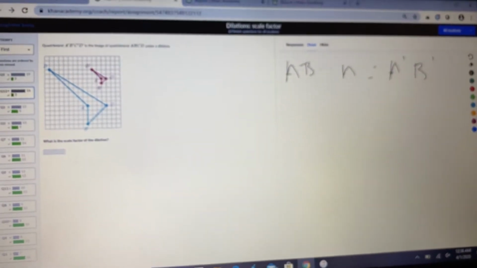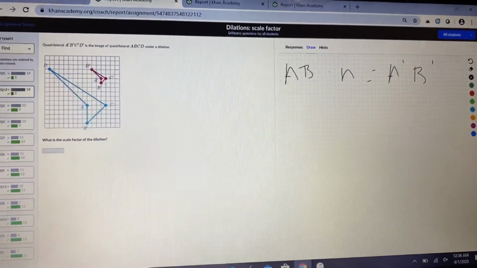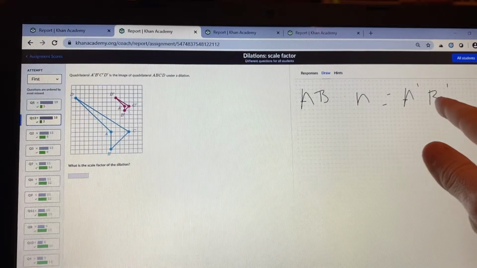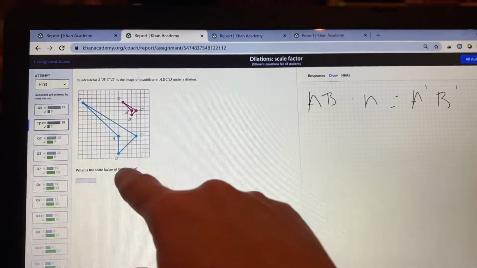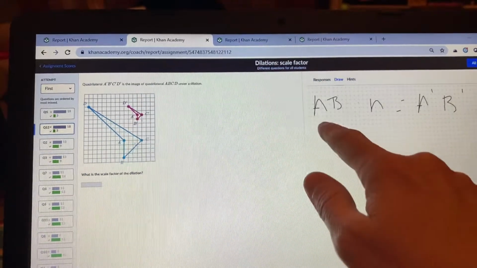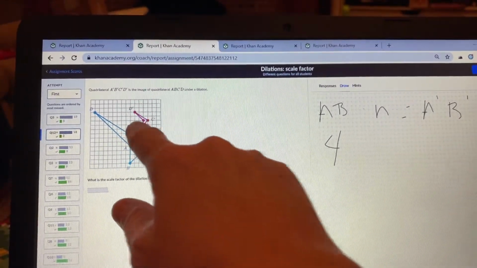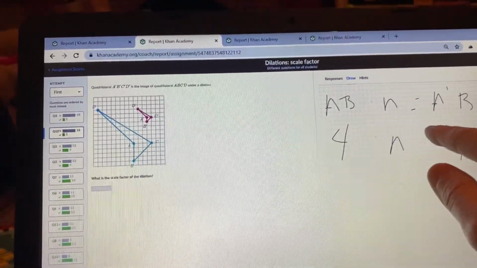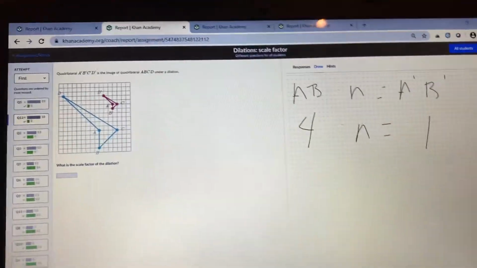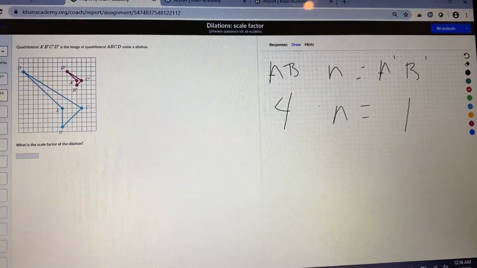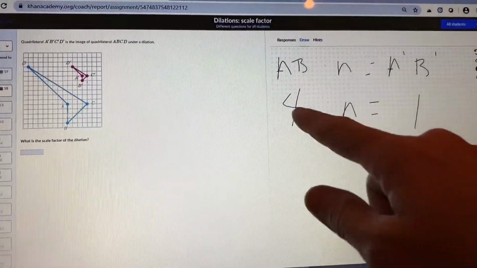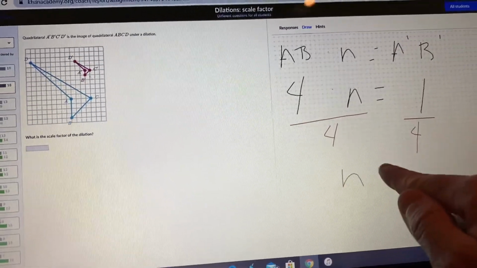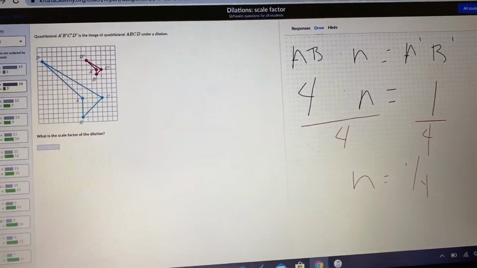Another commonly missed question, let's let this get back in focus. Again, I've written in that AB, your pre-image, times the scale factor is always equal to A prime, B prime, which is your image. Looking at my picture, AB is 1, 2, 3, 4 units. Now, A prime, B prime is only 1 unit. So notice it got smaller. n must be a number less than 1, because to make it smaller, we had to multiply by something less than 1. To solve for n, I divide both sides by 4 to maintain equality. So n equals 1/4. That's my scale factor.